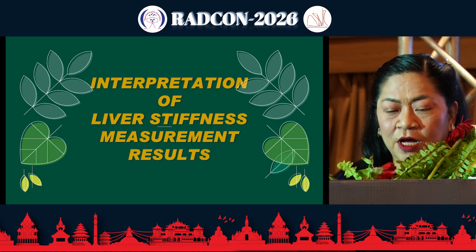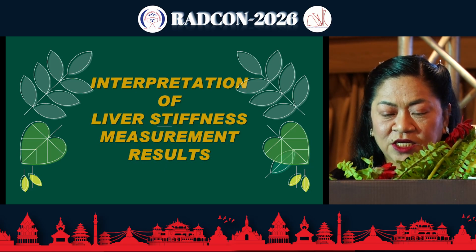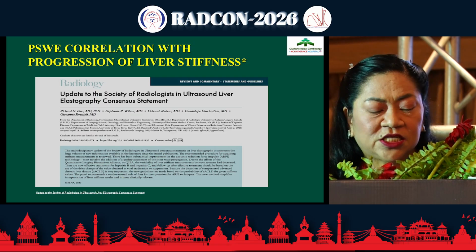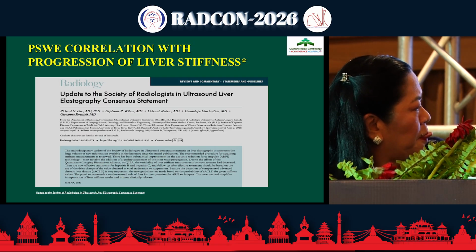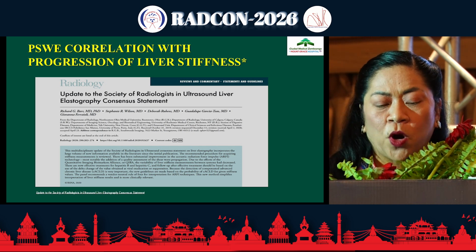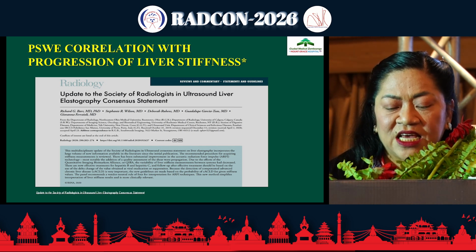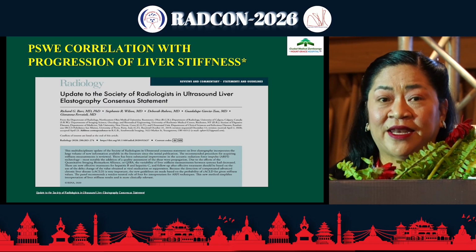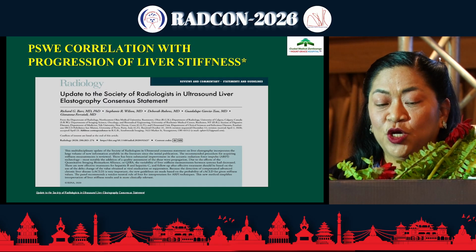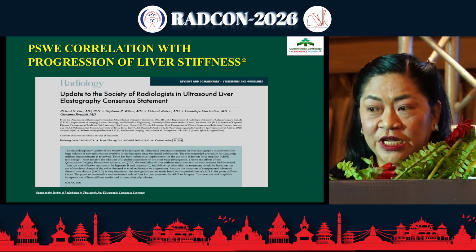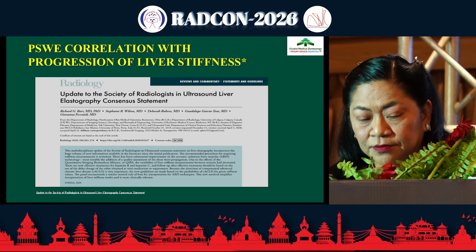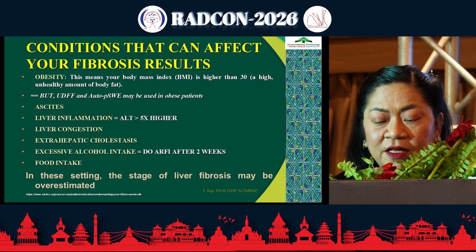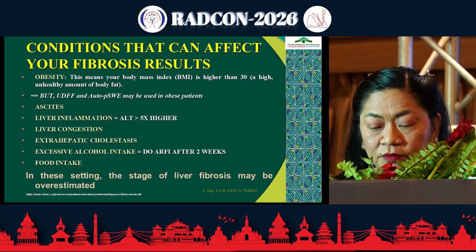So for interpreting, we can use the update from the Society of Radiologists. And as I mentioned, these we have to include in the report. In these settings, the stage of liver fibrosis may be overestimated. That is in case you have these confounders before you did the procedure. And again, that's the IQR median.